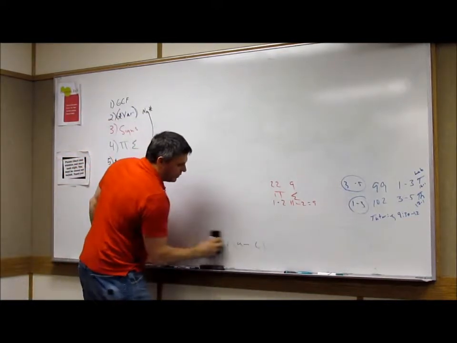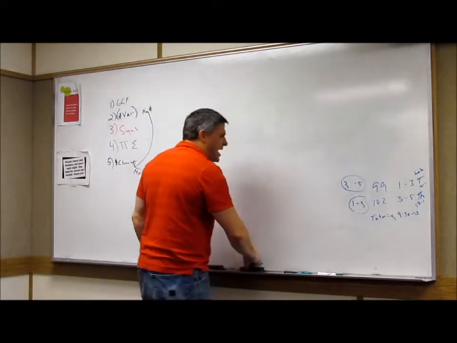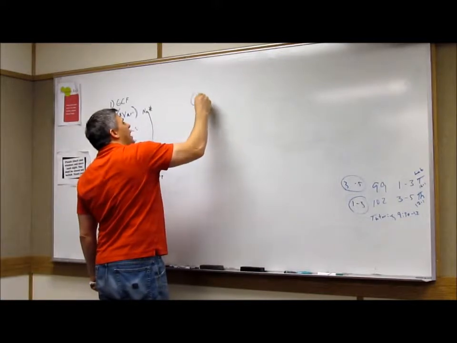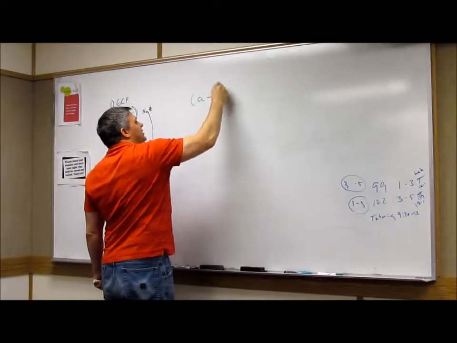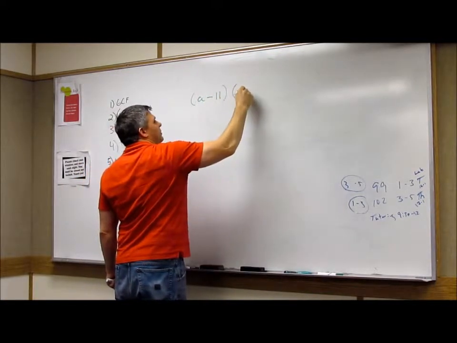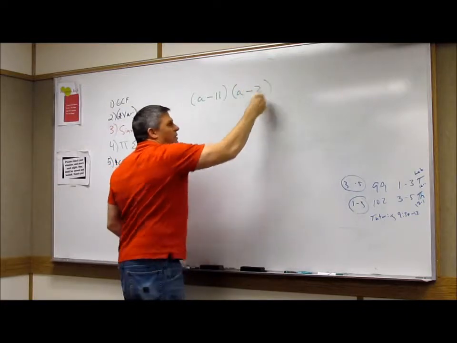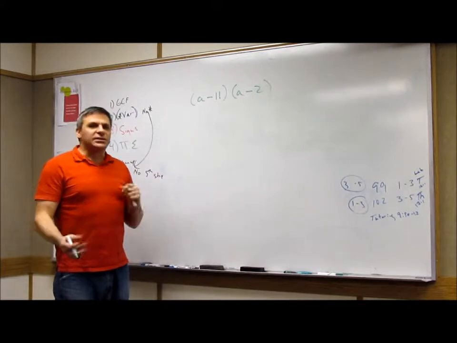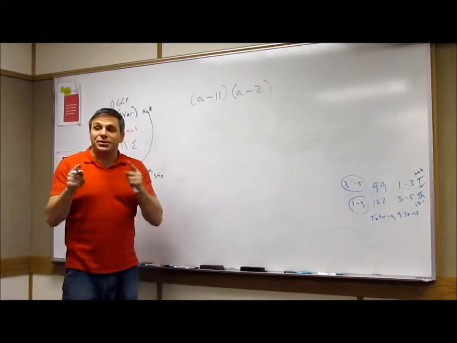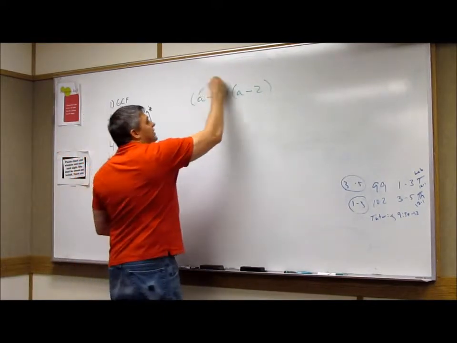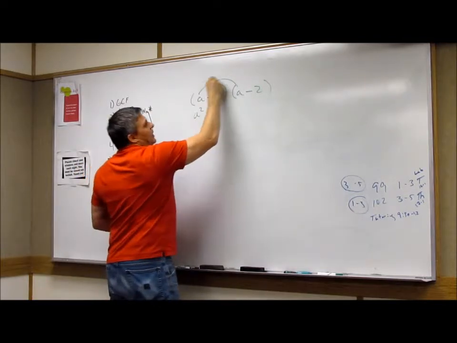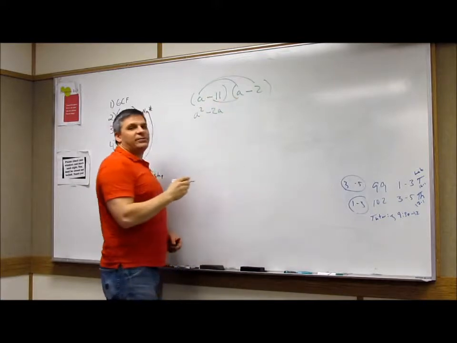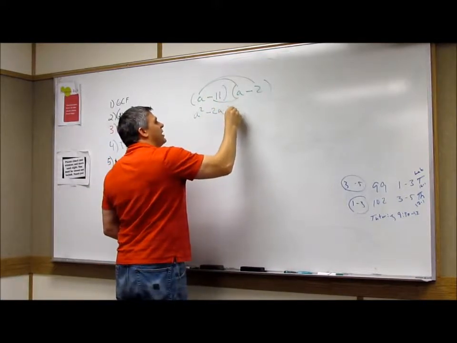Well, we already decided that if they were the same, then it would have been A minus 11 times A minus 2. So they're the same sign. Doesn't matter if they're negative, because we're still going to end up adding them. A times A is A squared. A times negative 2 is negative 2A. Negative 11 times A is negative 11A.